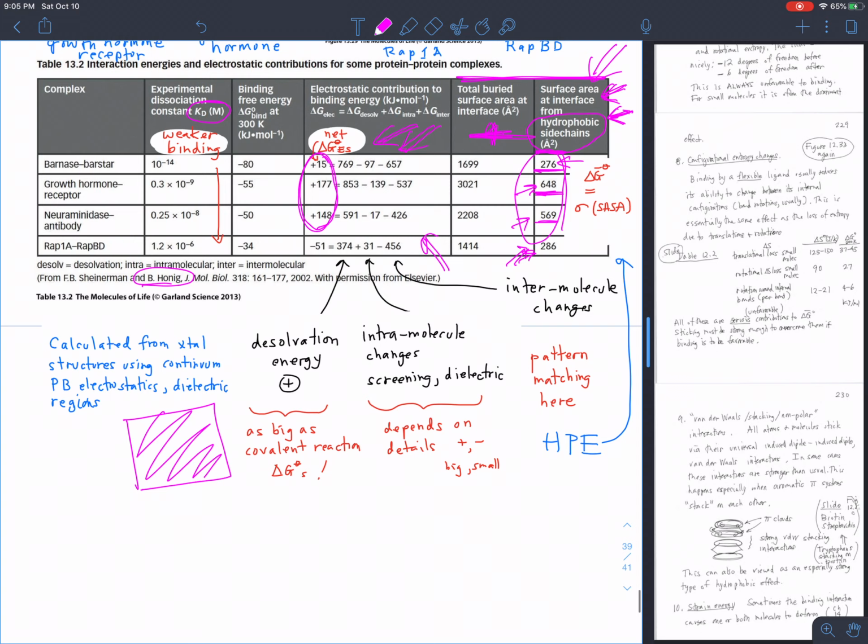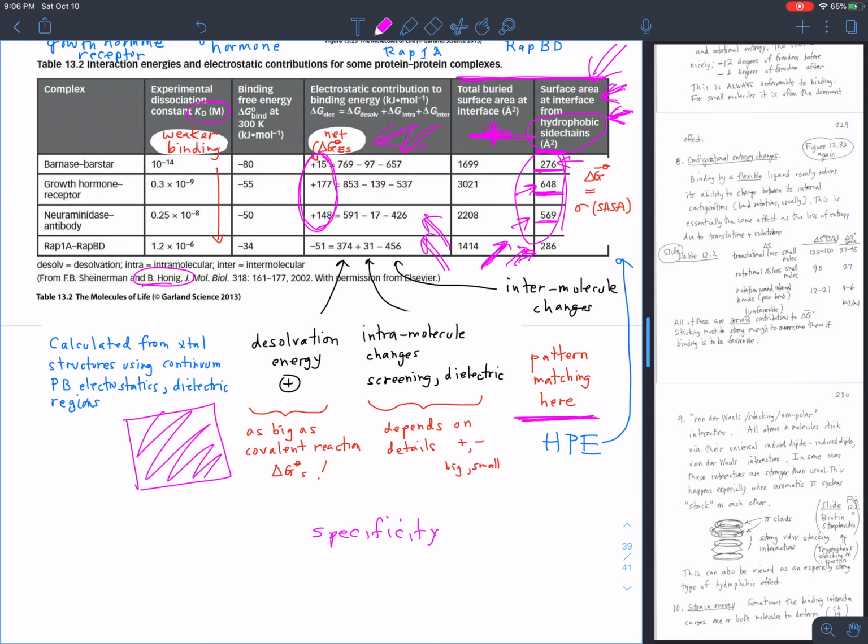Is there anything else I want to say? I guess it talks about pattern matching, or I have something written here about pattern matching. That has more to do with the electrostatic effect than the hydrophobic effect, though pattern matching for hydrophobic effect also occurs. That goes to specificity.